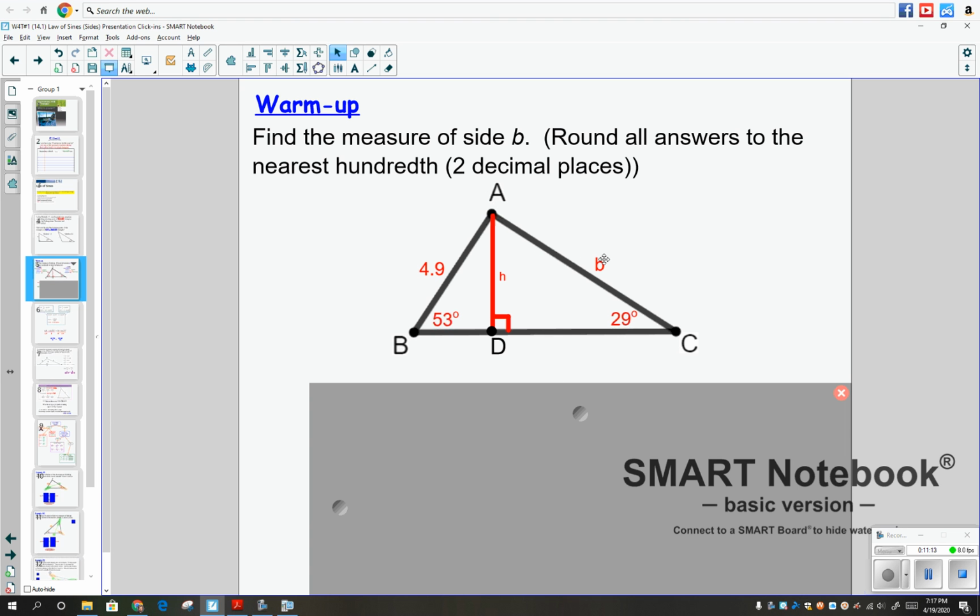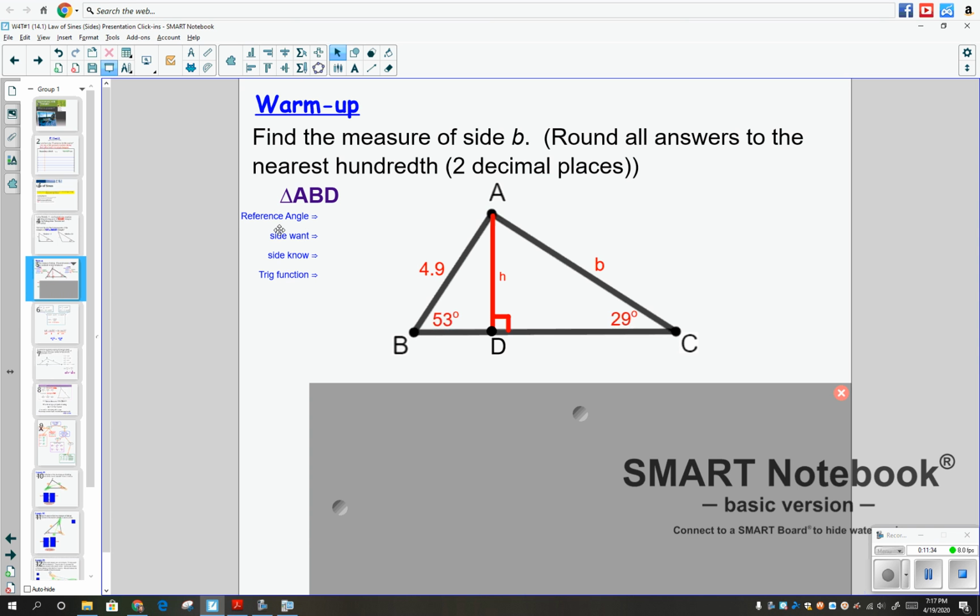Well, I want to find B. Well, on the right, I could use 29 as my reference angle. B would be the hypotenuse. I could use the measure of H as my opposite side. Well, I can use the triangle on the left to find H. So let's look at the triangle on the left, triangle ABD here.